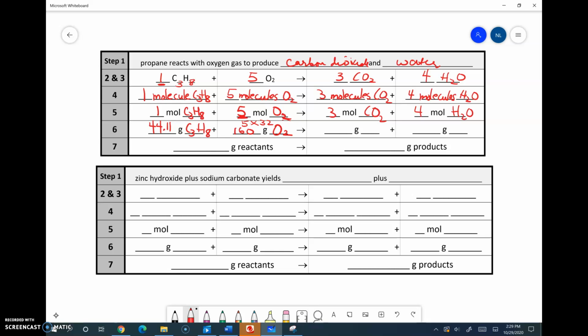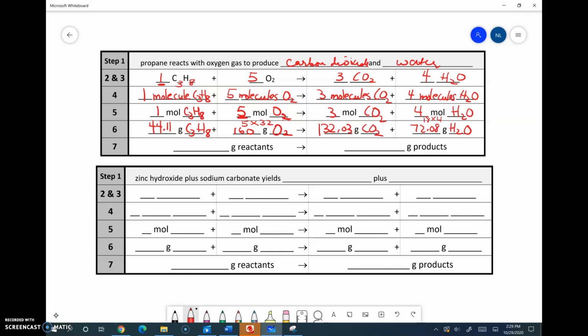Same thing here. Find the carbon dioxide mass and then multiply with 3, and you will get 132.03 grams of CO2. This right here, water molar mass is 18. You're going to do 18 times 4, and you will get 72. That's what I have. Okay.